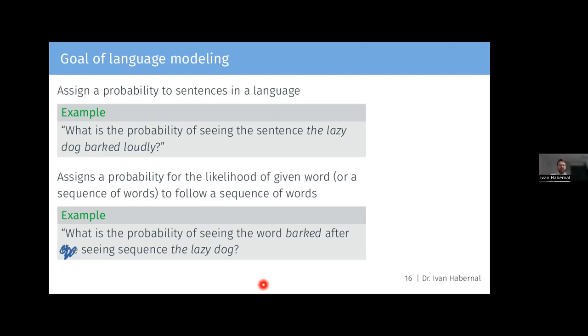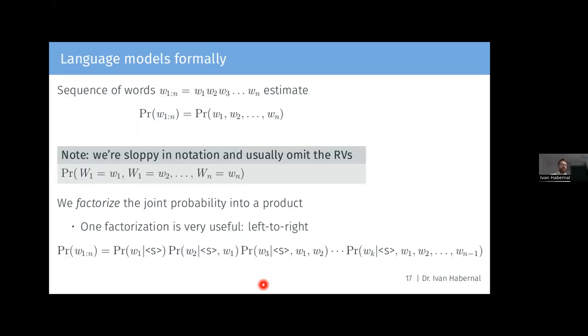And then let's have a look at a formal definition. So we have a sequence of words, and I'm using a small w, and this is a sequence 1 to n, which is just a concatenation of words w1, w2, and so on. So we want to estimate the probability of the sequence, which is now, and we're kind of misusing notation because it's a joint probability of a certain word at position 1, a certain word at position 2, and so on. So we're sloppy in notation; we should write this really precisely.